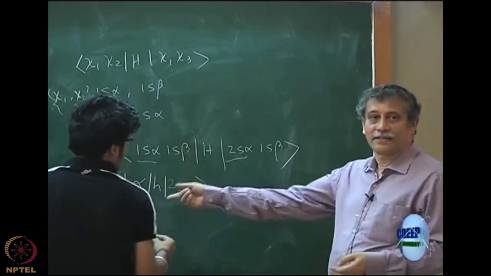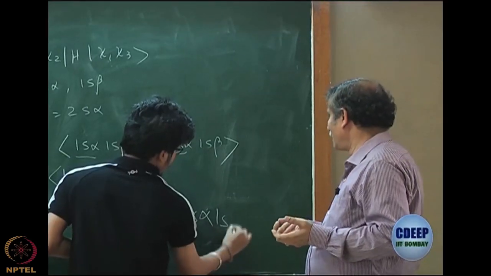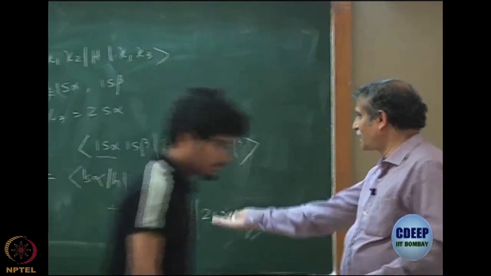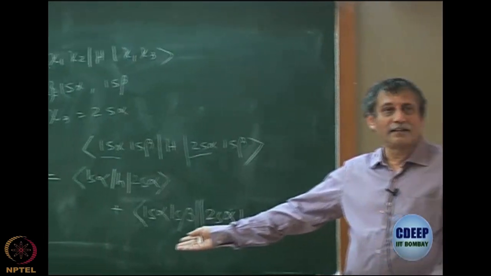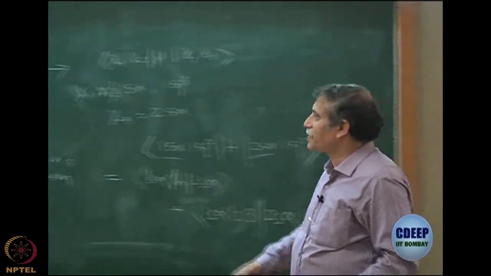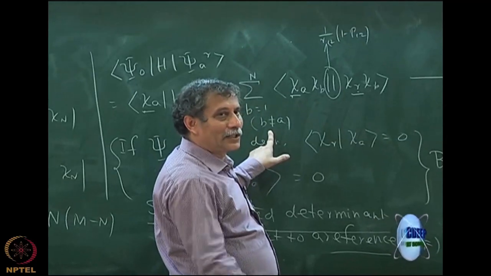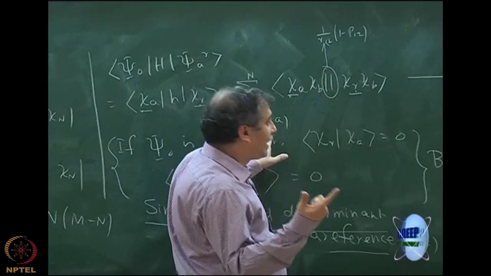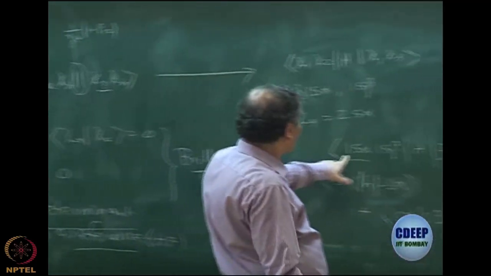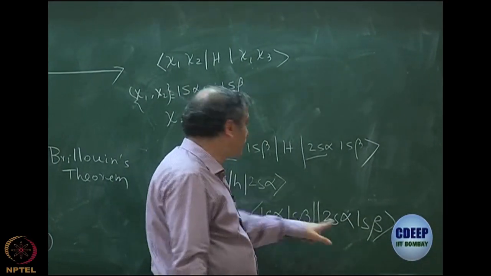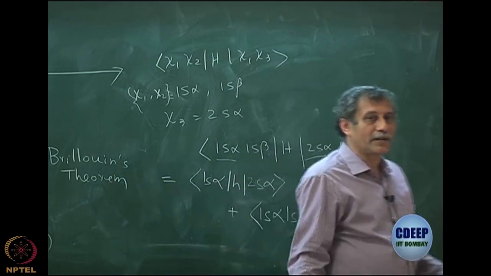You agree with this? Okay, yeah, that is it. Do you agree? Because this summation over B is only 2, but B cannot be equal to A. So, there is only one summation. A is 1s alpha. So, it has to be only 1s beta, and this should be 1s alpha and 2s alpha which are replaced. So, this B remains as 1s beta, 1s beta.